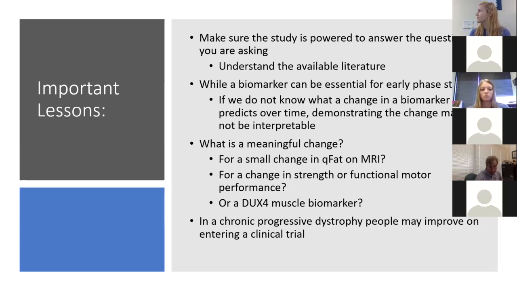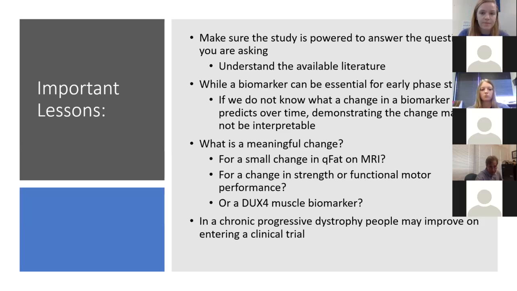And so one thing you need to do is make sure you really are asking the question you want to answer for. And while a biomarker can be essential for these early phase studies, because like I said, it's often hard to look and see a change in function because it can be slow or require a large number of people, we have to ask if we really know what a change in our biomarkers is going to predict over time. And there's a good example here because they saw a change in muscle volume, and they've assumed because they didn't see the change in function that it wouldn't occur.